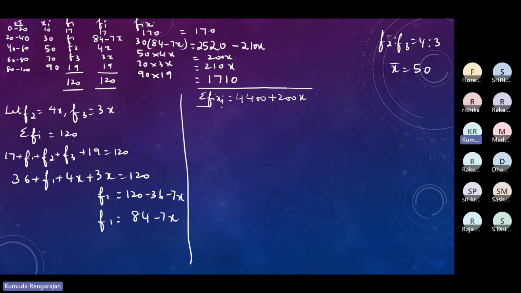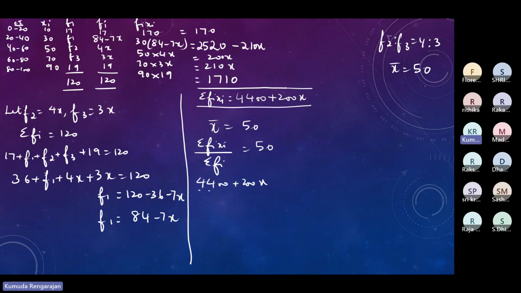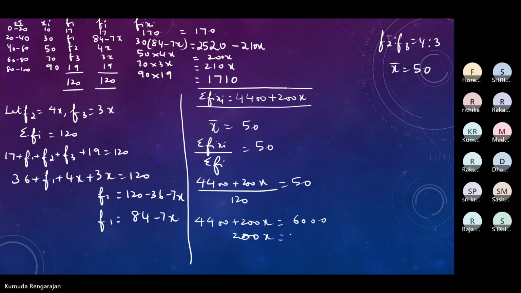Yeah, that's right. So now the formula: x bar is equal to 50, sigma fi xi by sigma fi is equal to 50. Sigma fi xi is 4,400 plus 200x, by sigma fi, which is 120, is equal to 50. So 4,400 plus 200x is equal to 6,000. 200x is equal to 1,600. X is equal to 8.